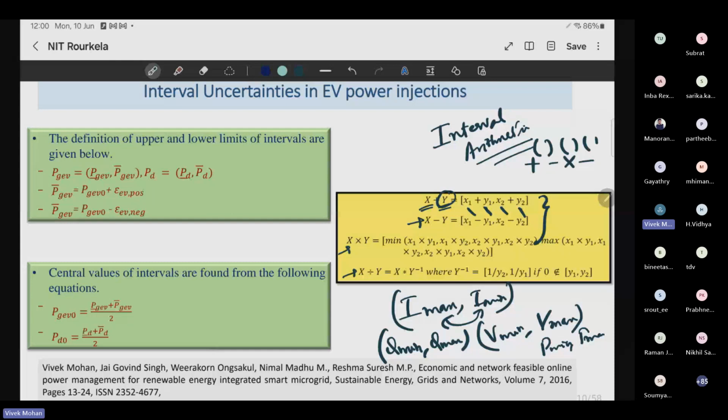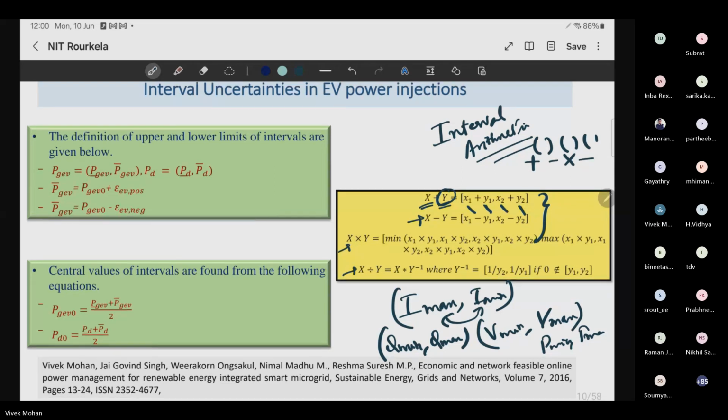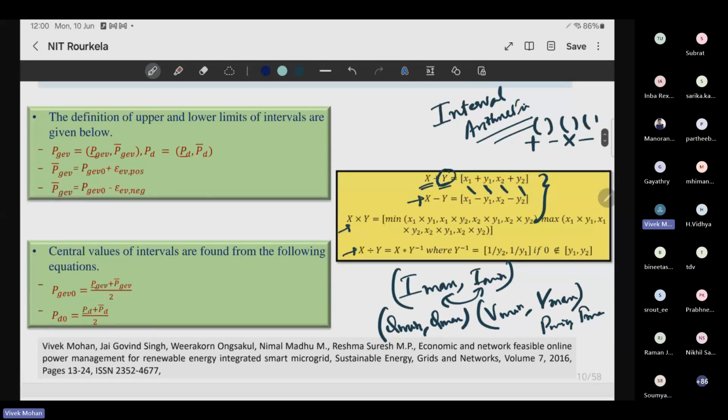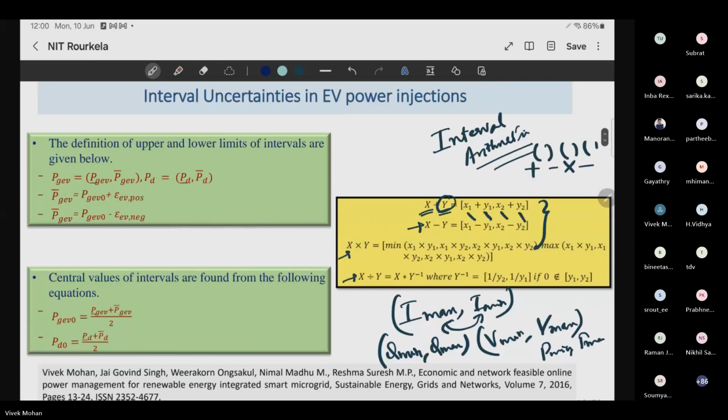But what is the drawback of this particular approach? What could be a possible drawback? Anybody? What could be a possible drawback? This is a possibilistic approach and not a probabilistic approach. What is the difference between a possibilistic and a probabilistic approach?